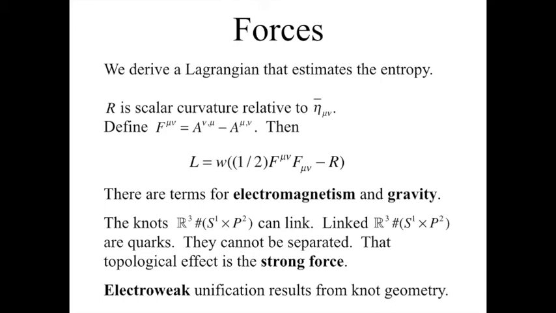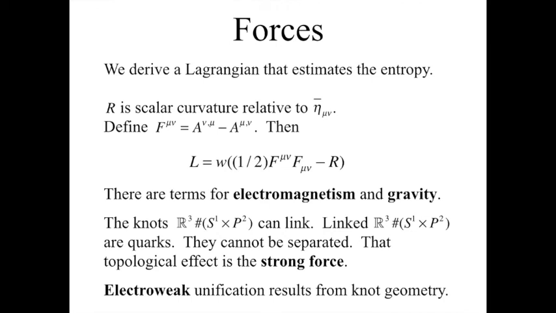Using our assumptions, we can derive a Lagrangian that estimates the entropy of the spacetime manifold. We use R, the scalar curvature, relative to eta bar mu nu, where the scalar curvature only considers the shape of the manifold as an embedding within the Minkowski space. We can define a tensor F mu nu equal to A nu comma mu minus A mu comma nu, where we recall that we introduced the vector field A nu in order to define the metric G mu nu. Then we find that the entropy of the manifold depends both on R and F mu nu, and a Lagrangian that estimates that entropy is L equals W times 1/2 F mu nu minus R. We see that there is a term for electromagnetism of the form F mu nu, and a term for gravity of the form scalar curvature R.